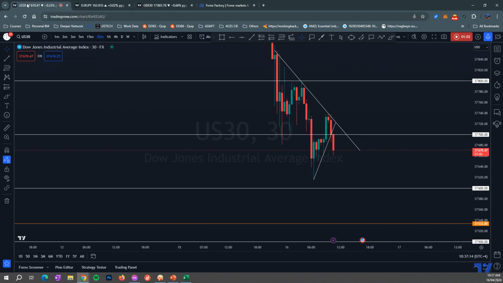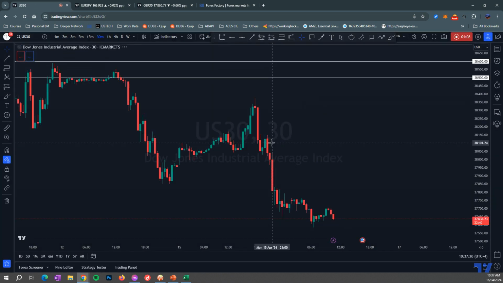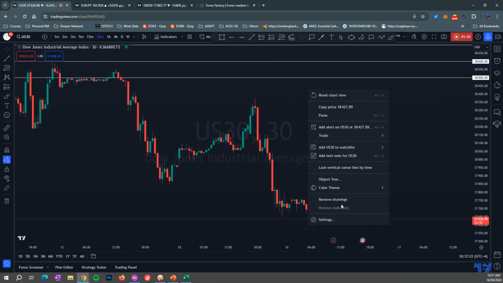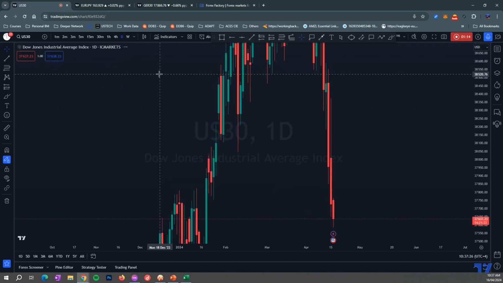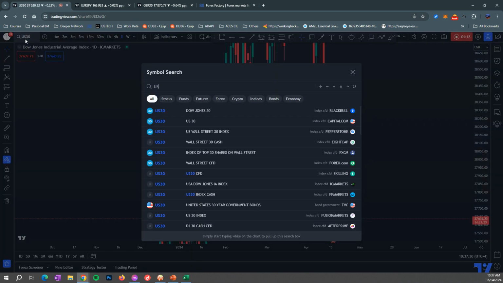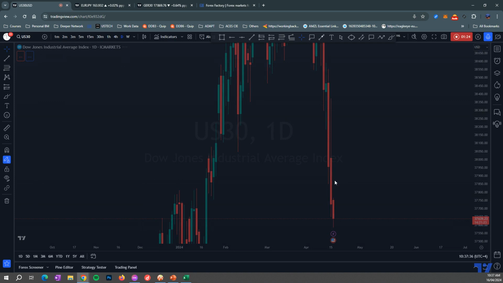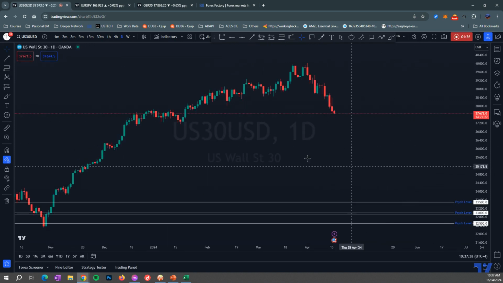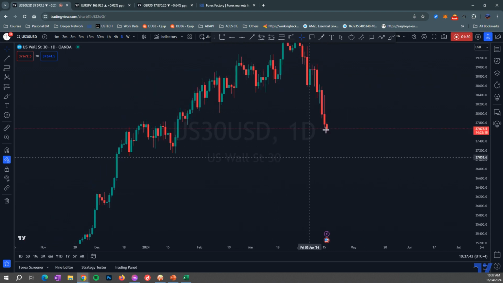For US30, I'm just going to go ahead and open an empty chart, just for everyone's comprehension. So I'm going to remove all drawings to make it a fresh chart. I don't like this chart a lot. Let me go for OANDA feed. Wow, this is better, way better.